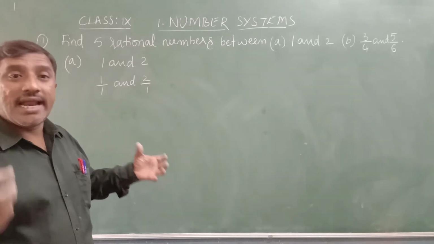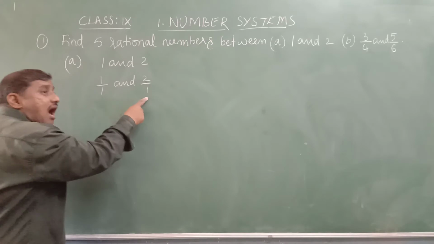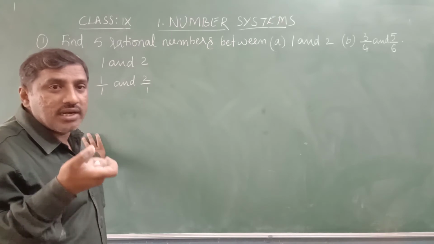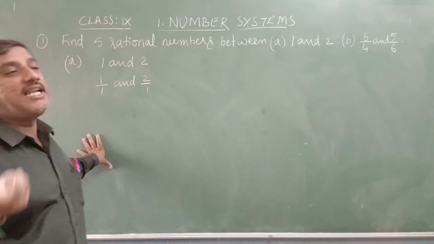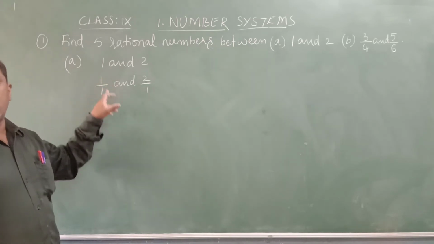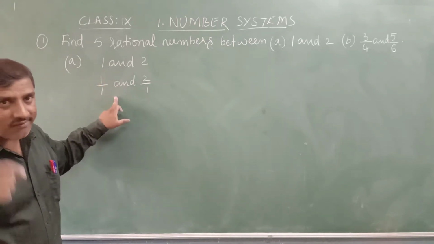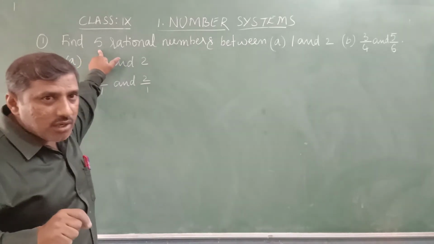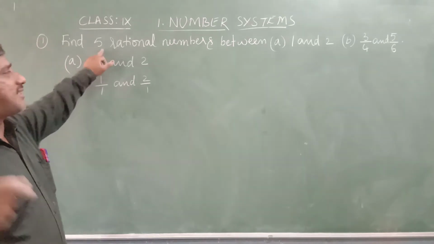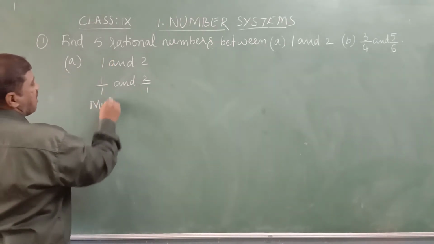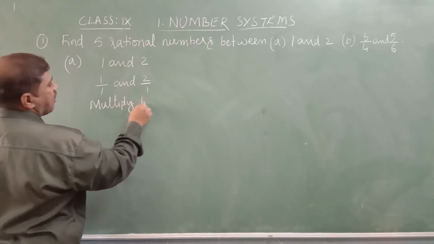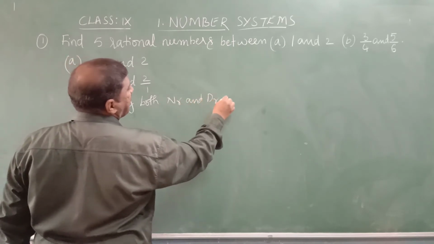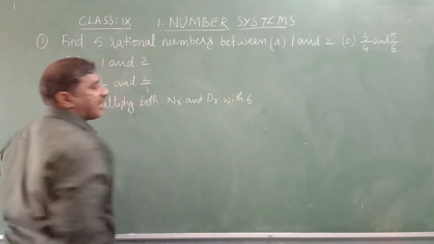In such cases, when the denominators are the same and you are not in a position to find the rational numbers between those two numbers, multiply both numerator and denominator of the two rational numbers with one more than the required number of rational numbers. How many rational numbers do you have to find? 5. One more than 5 means 6. So now multiply both numerator and denominator with 6, that is 5 plus 1 is 6.